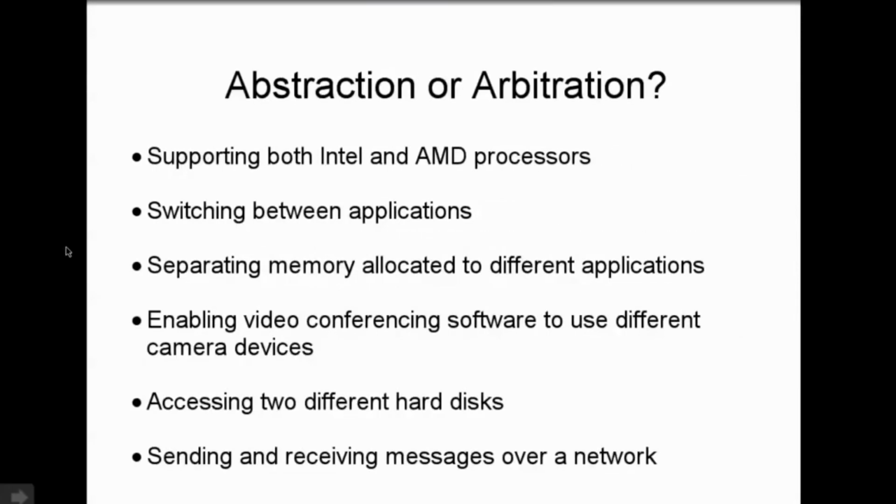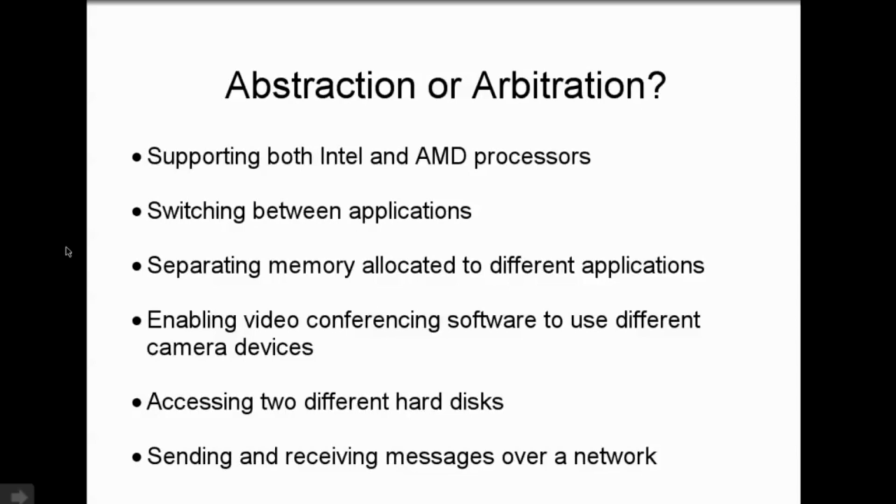Now, of these examples, do we have a situation where we have abstraction or arbitration? Well, first example, supporting both Intel and AMD processors. This is an example of abstraction. We don't have to write separate software for an Intel processor relative to an AMD processor, at least for 99.99% of applications. Simply write the application once, it will run on either processor. Switching between applications is an example of arbitrating hardware resources among the different applications on the system. Separating memory allocated to different applications is also an arbitration activity. It keeps one application from overwriting the contents of memory that are being used by another application.